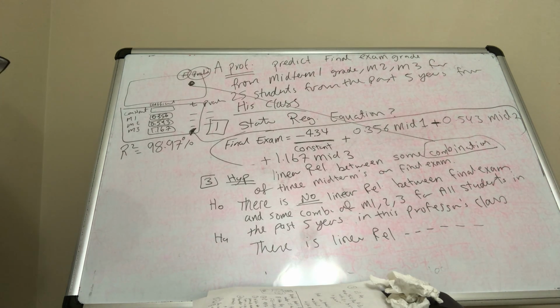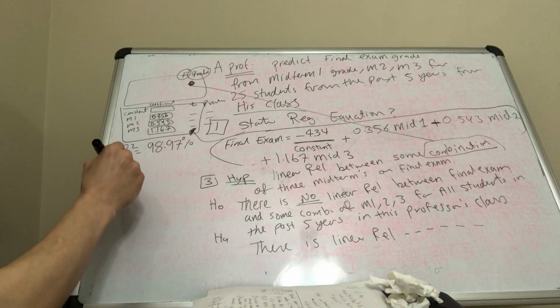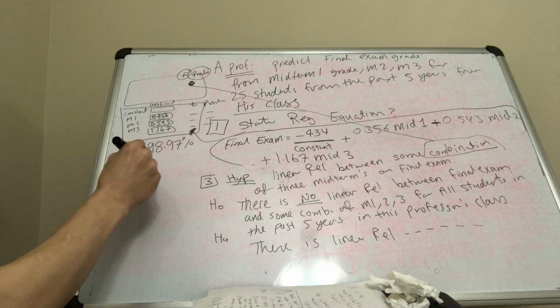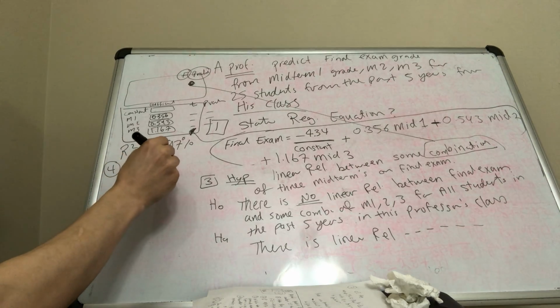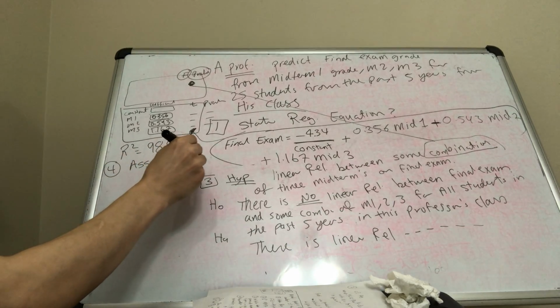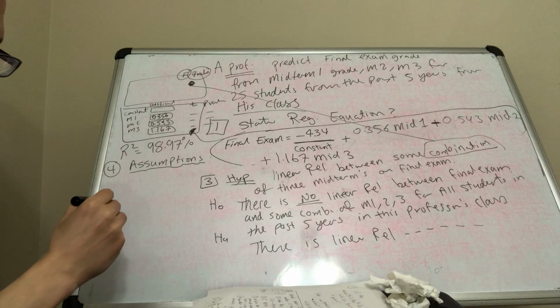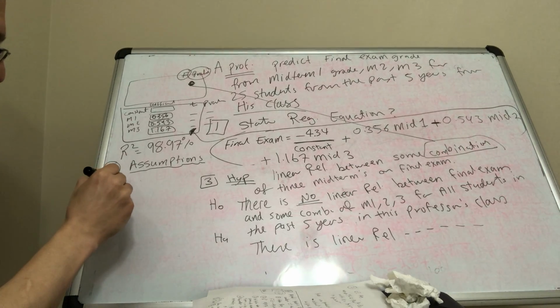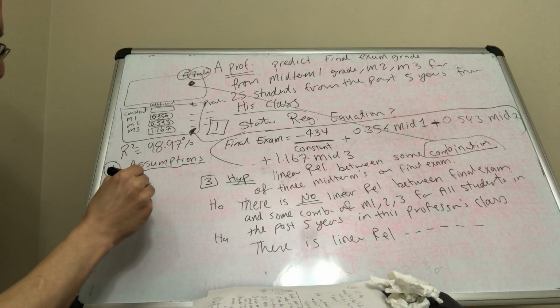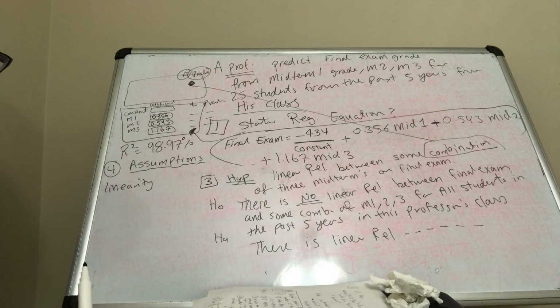Okay, the next step was to talk about the assumptions. The first assumption is linearity, or also called the straight enough.